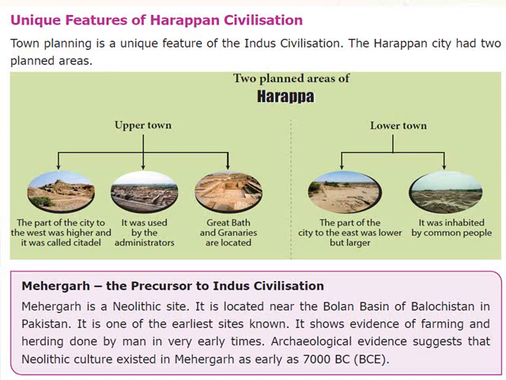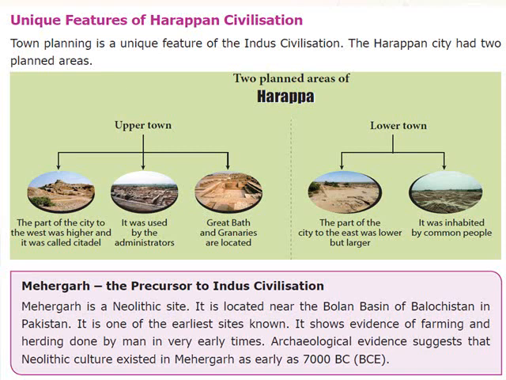Now we will see the upper town. The upper town is a part of the city to the west, was higher, and it was called the citadel. It was used by the administrators. You can find the great bath and granaries. So the upper part was on the west side and was higher and it was called the citadel. It was used by the administrator and it had the great bath as well as granaries.